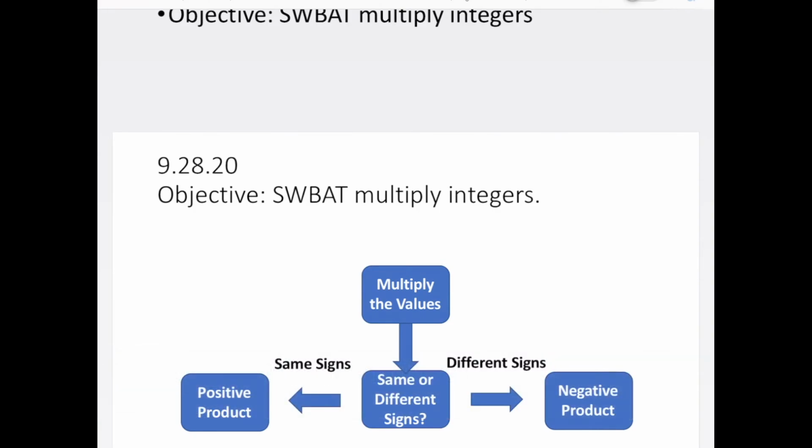What the flow chart is telling us is that we do the following things. The first thing we do is we multiply the values. Then we have to ask ourselves, just like we asked ourselves for adding or subtracting, do we have same or different signs? If we have same signs, the answer is always going to be positive. And if we have different signs, the answer is always going to be negative.